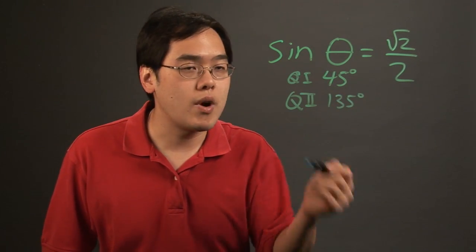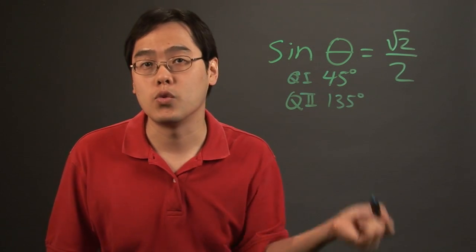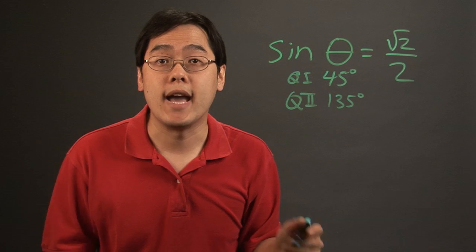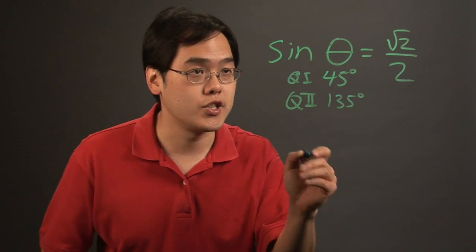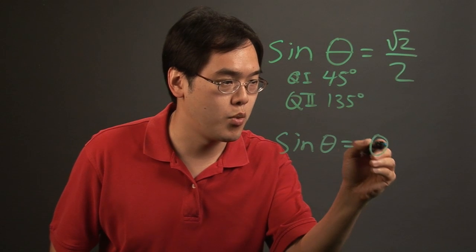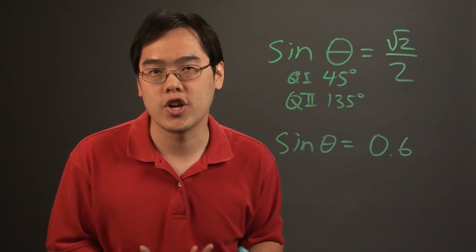So you can use reference angles or what you already know to figure out common sine values and think about the quadrants that belong and fit this description. Now, if you have an uncommon sine value, let's just say sine theta is equal to 0.6, you have an uncommon sine value, one that folks don't generally remember.